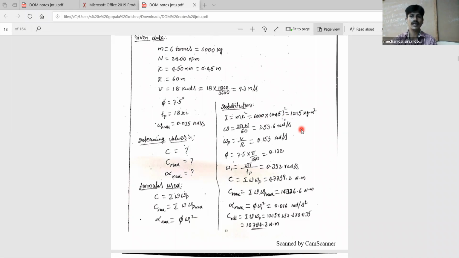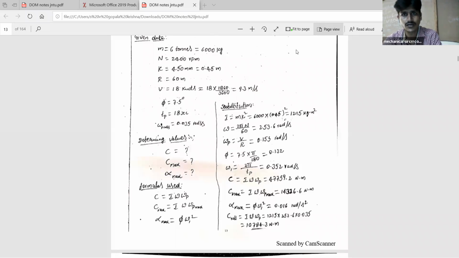And for omega, we have the n value, so simply find omega, the angular velocity of our rotor. Omega equals 2 pi n by 60, and the value comes to nearly 253.6.